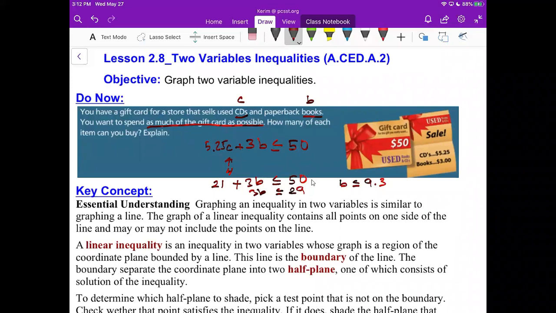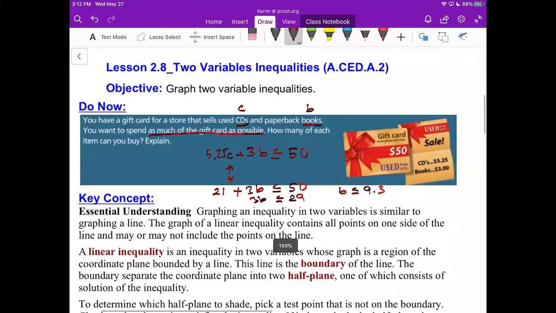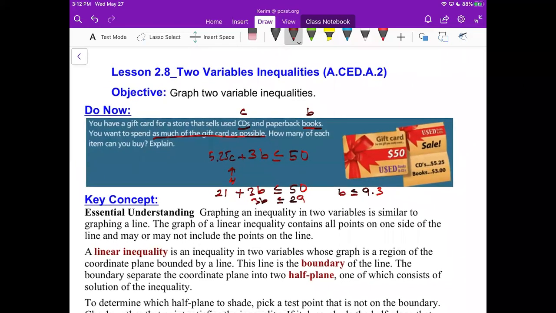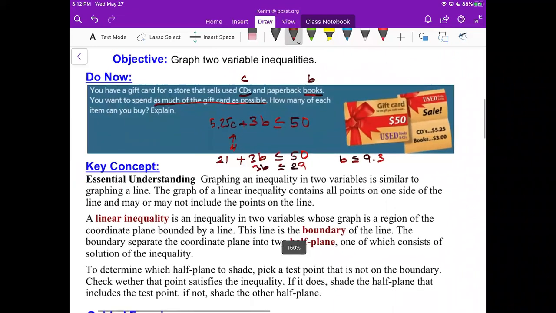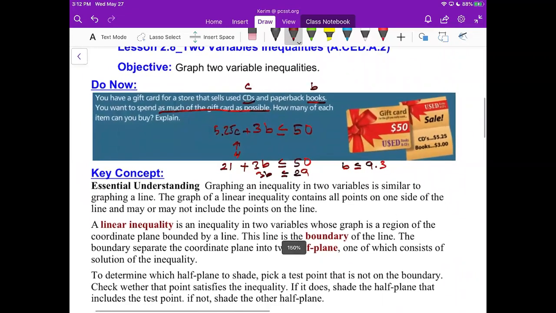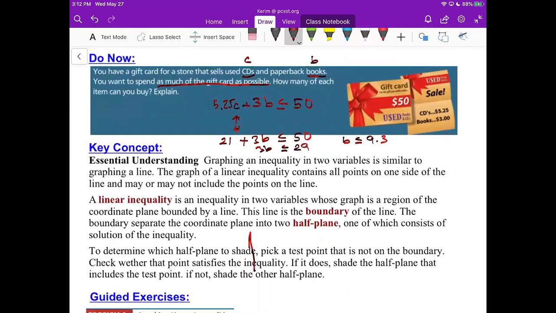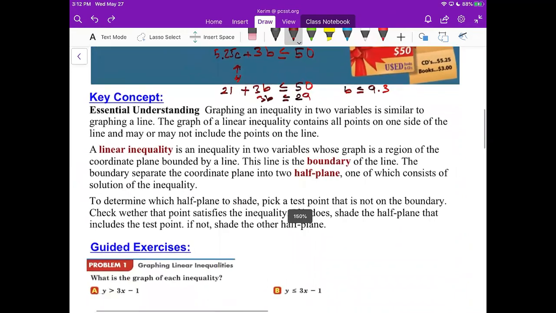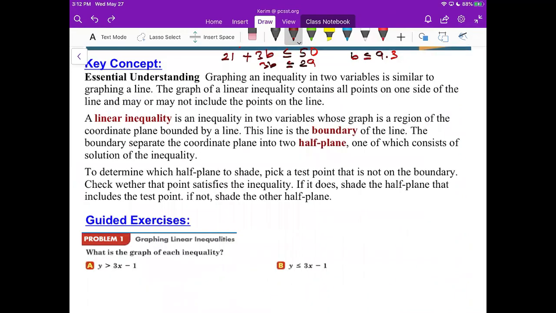Let's get to the key concept of today. We're going to cover two-variable inequalities today, which is the 8th lesson, I think, of the chapter. Our key concept, the essential understanding, is that graphing an inequality in two variables is similar to graphing a line, like I did with the graphing calculator. We're going to use a graphing calculator mostly. We're not going to use paper and pencil.